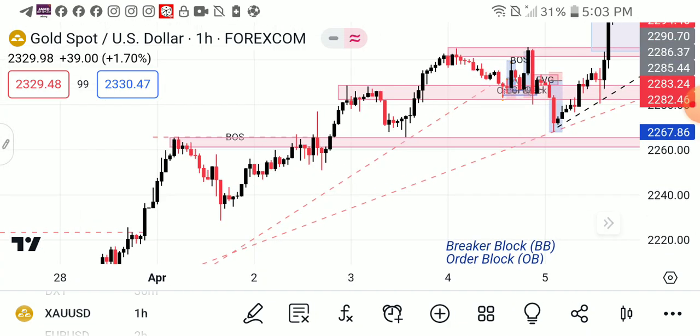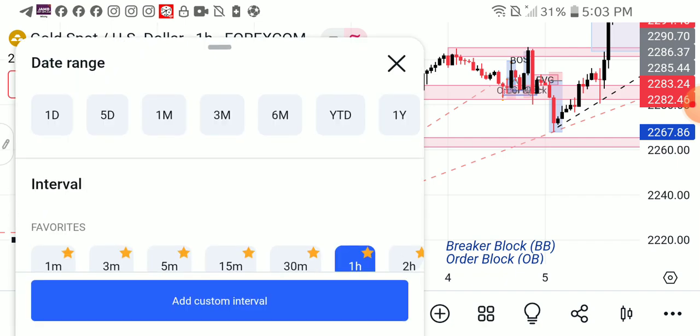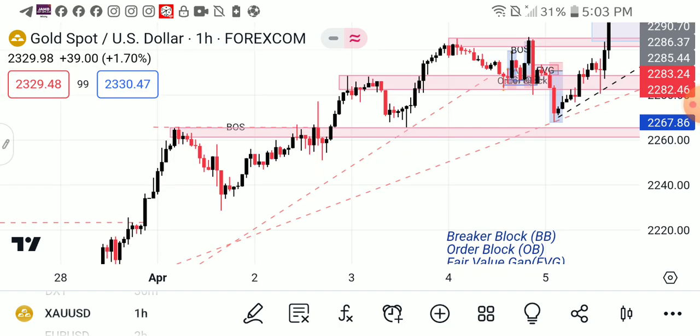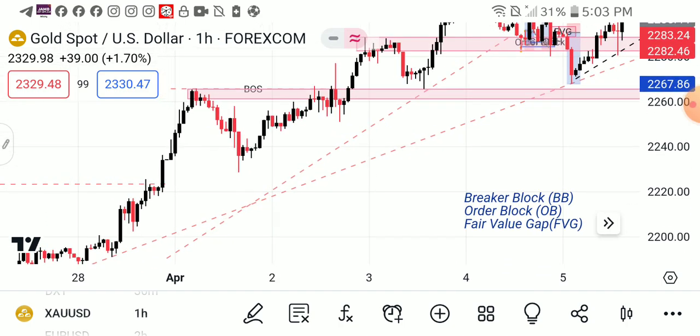Now to the entry model I was talking about. Remember at the beginning of the video, I said I'll be talking more of the entry patterns or the entry models: the breaker blocks, the order blocks, and fair value gaps.